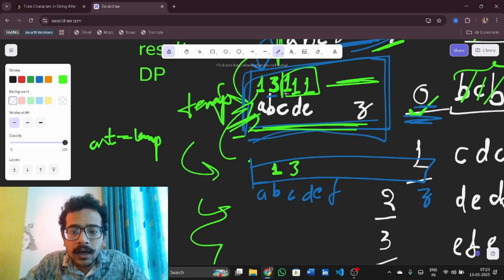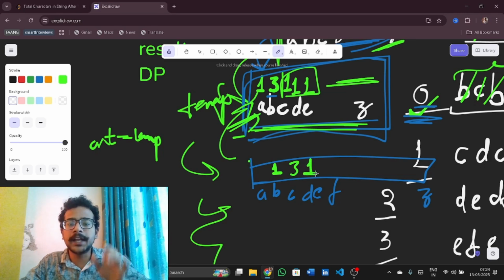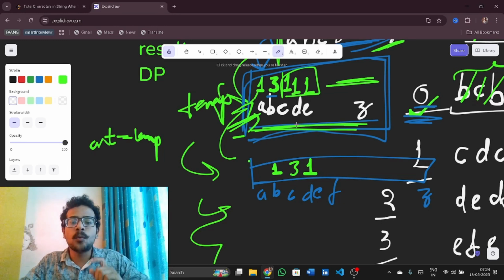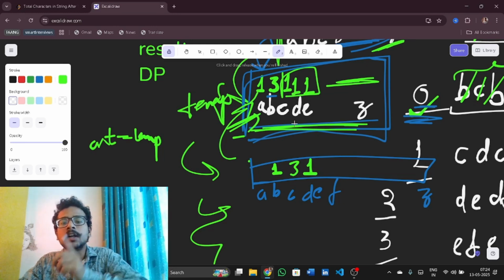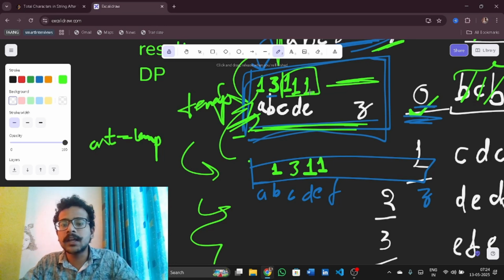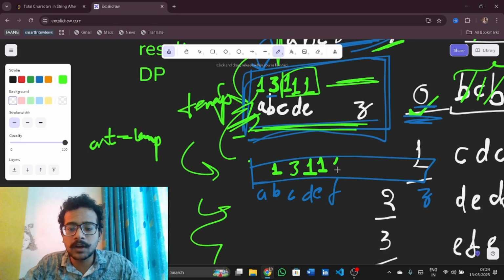Now C is for one time, so one C will be converted to D and D will be for one time. Here D is for one time, so one D will be converted to E. So E for one time. One time E is converted to F. One time F. Now Z is not there.